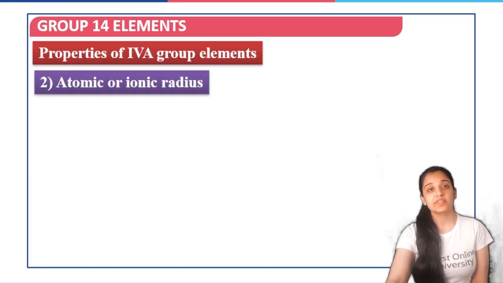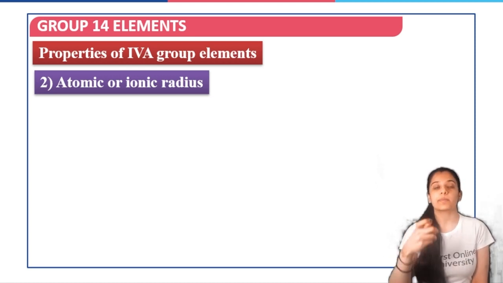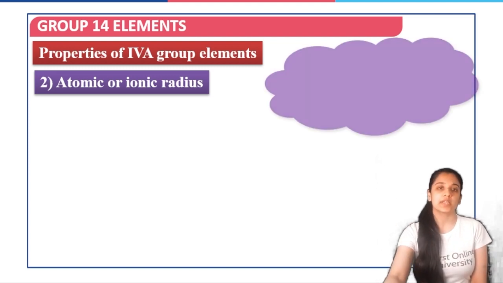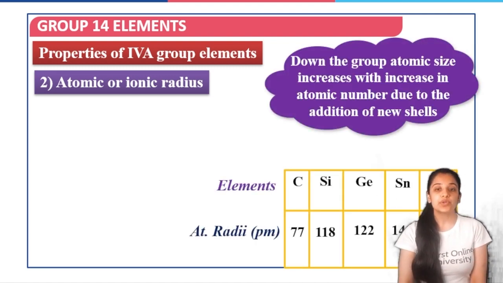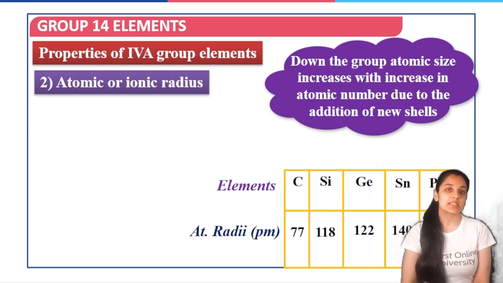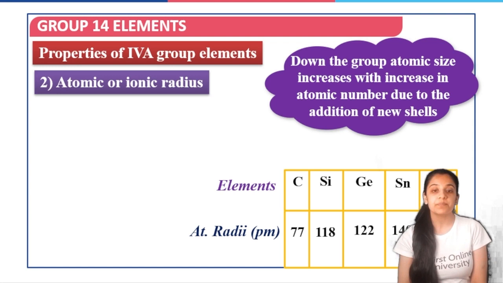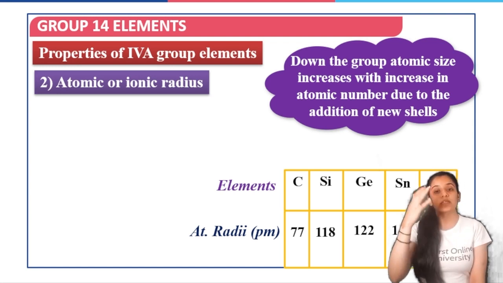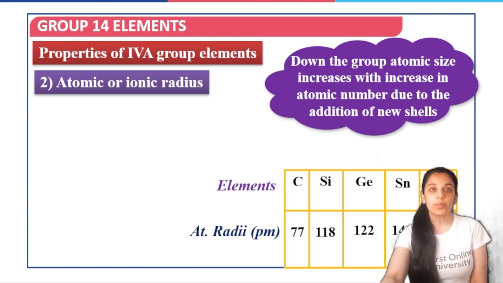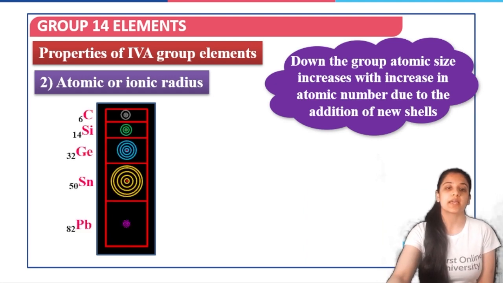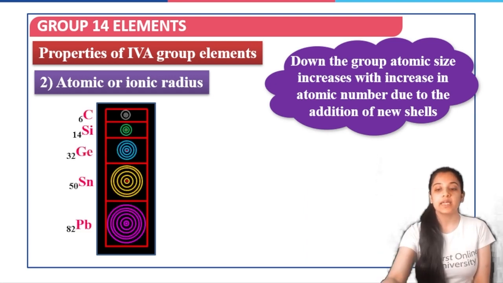The next physical property is atomic or ionic radius. If the ionic radius increases down the group, the atomic radius will also increase down the group. So down the group, atomic size increases with the increase in atomic number because the electrons are being added in new shells. If we look at the atomic radius, it goes on increasing down the group without any exception.